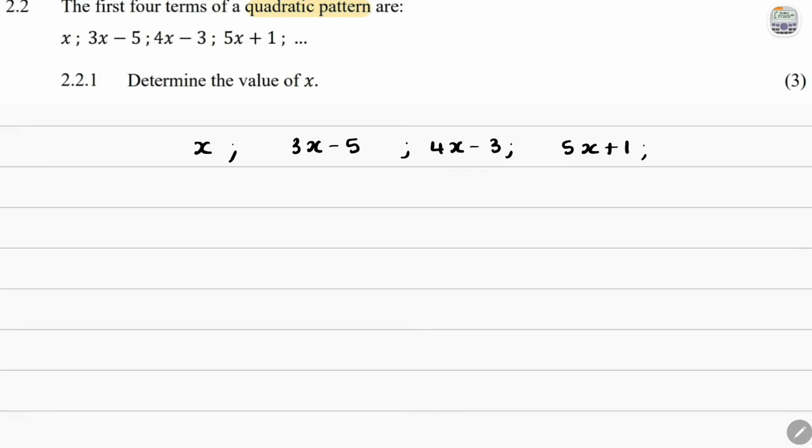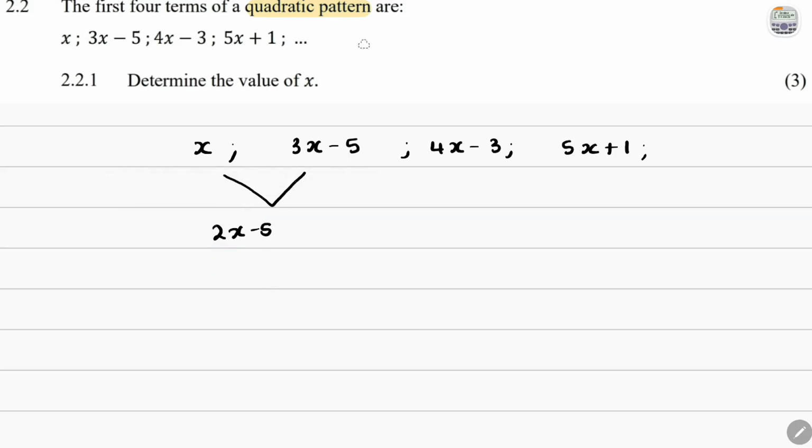So first, we need to find the first differences of this pattern. We'll say the next term minus the previous term. So that is 3x minus 5 minus the x. And of course, that's going to simplify. You see the 3x and the minus x will simplify to 2x. So we have 2x minus 5 over there. We can just rewrite it here.